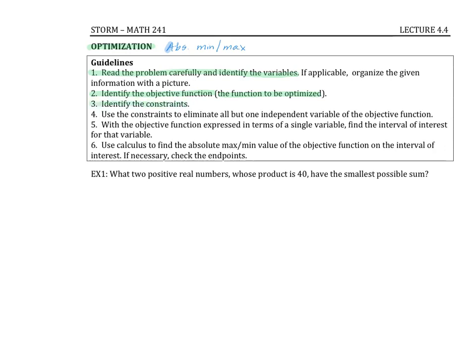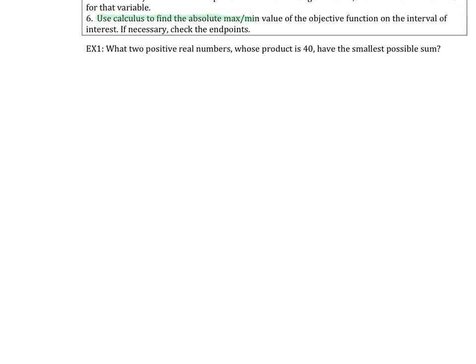We're going to identify constraints, and constraints are just limits on our variables that we're going to use to write our objective function in terms of one independent variable. Once we have our function written in terms of one variable, then we're going to find our interval of interest for our variable. And then we'll use calculus to determine if we have an absolute min or max. So again, that's just a lot of words. So let's look at example 1 and see what all this means.